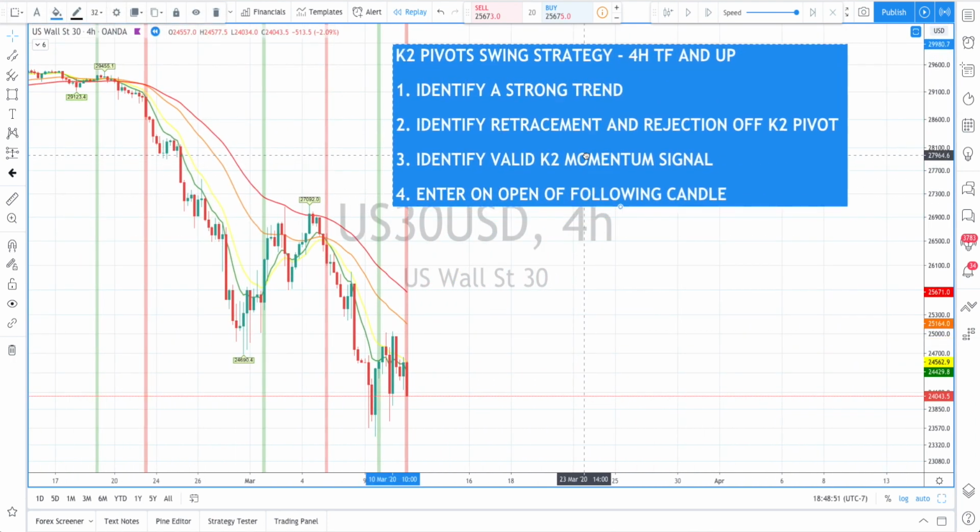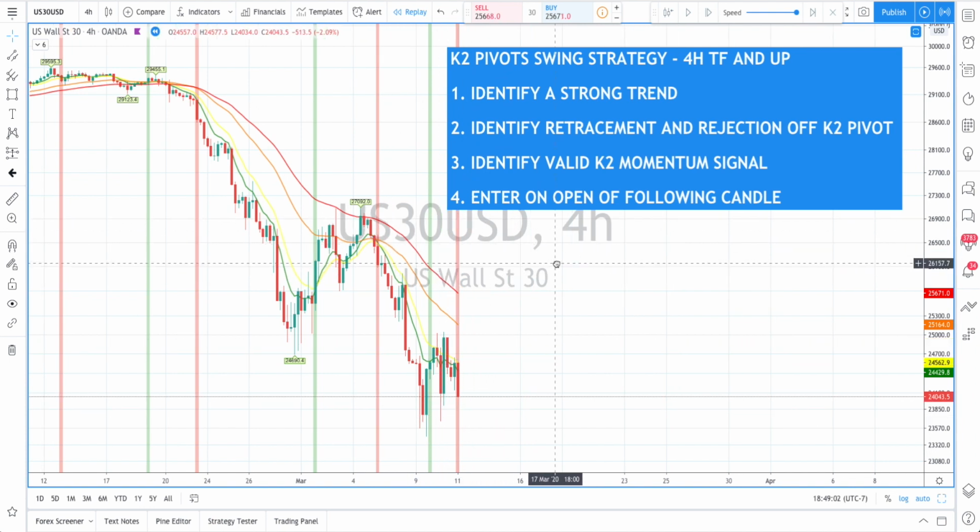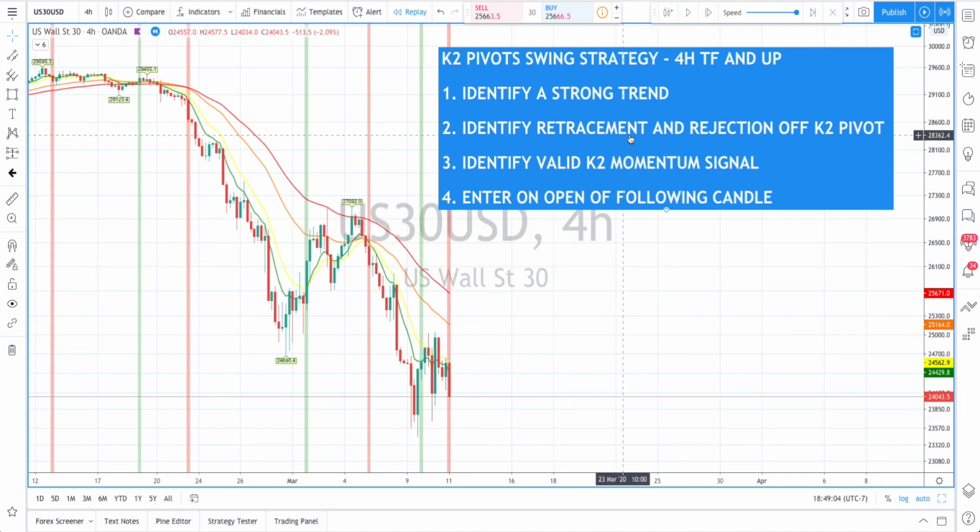First, you want to identify a strong trend. Right here, it's clearly turning down pretty strong because the K2 pivots are spread out. You can see level 1, level 2, level 3, level 4. They're all spread out. They're not jumbled together. Next, we identified a retracement and rejection off a K2 pivot. So price came down right here, retraced upwards, and rejected off the K2 pivot about 3 times, 4 or 5. So rejected right here, and then next, we identified a valid K2 momentum signal.